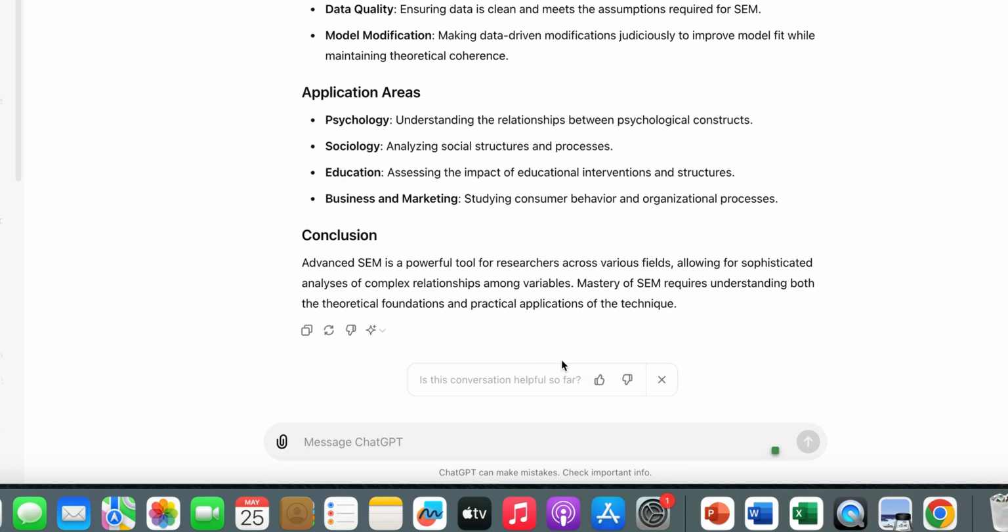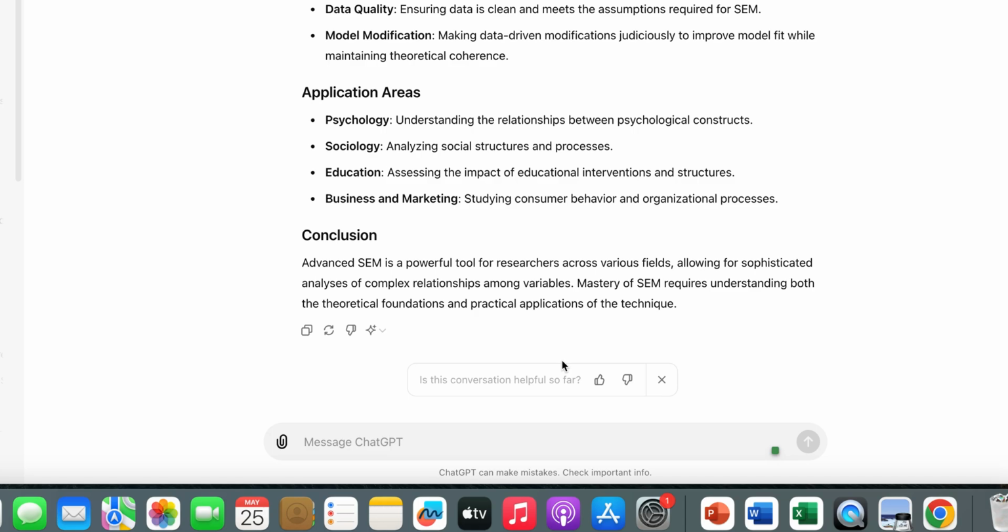Application areas: psychology, understanding the relationships between psychological constructs; sociology, analyzing social structures and processes; education, assessing the impact of educational interventions and structures; business and marketing, studying consumer behavior and organizational processes.